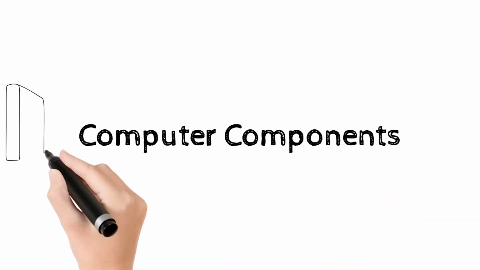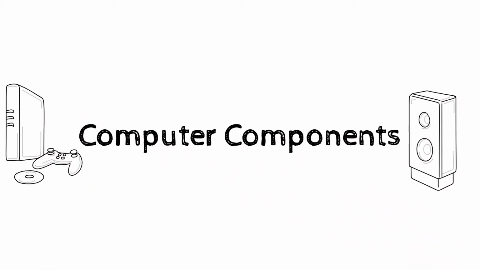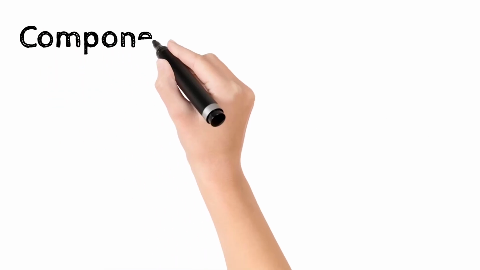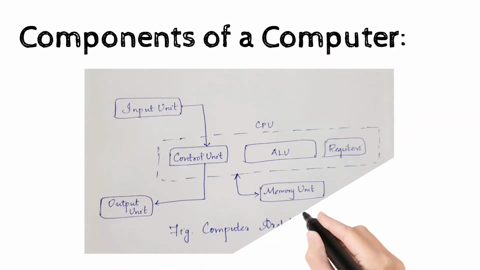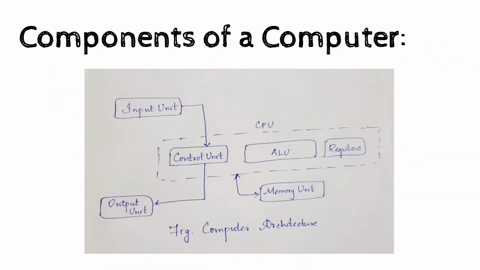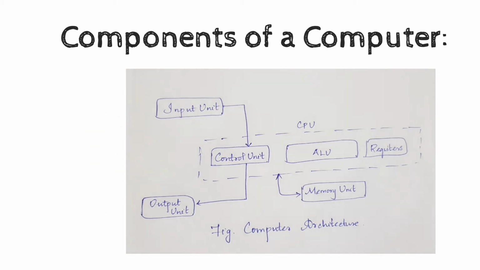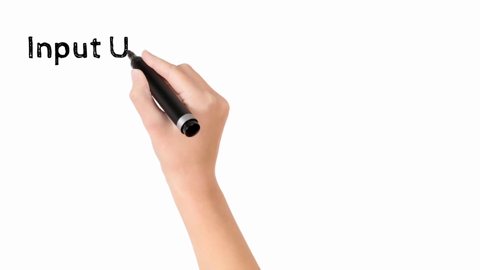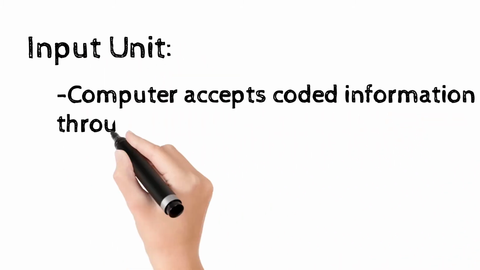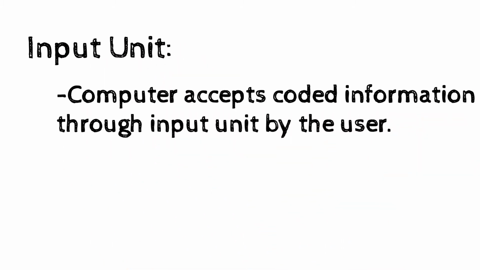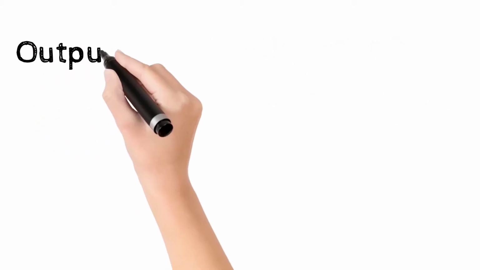Hello everyone. Today let's see the computer components in computer system architecture. Components of a computer. A computer consists of input unit, output unit, CPU and memory unit. Input unit. The computer accepts coded information through input unit by the user. It is a device that is used to give required information to the computer.